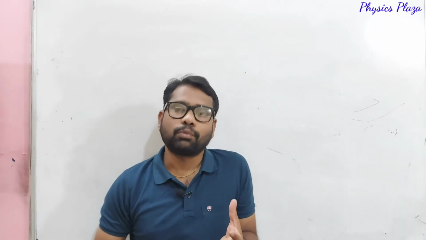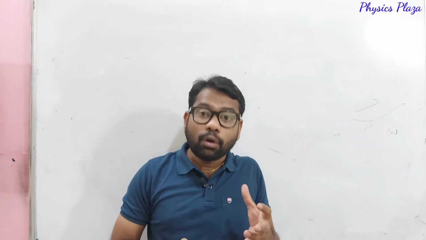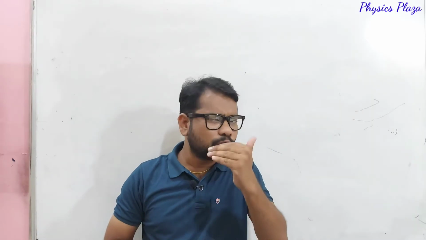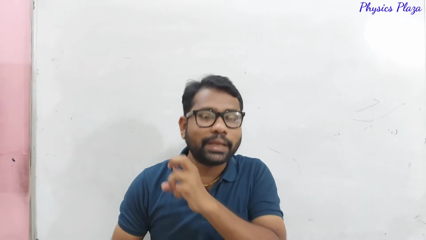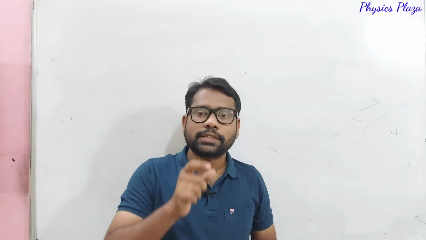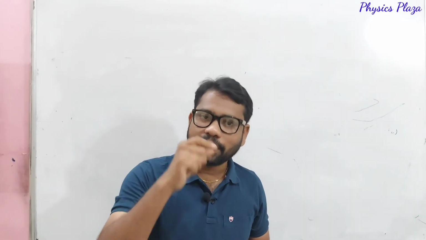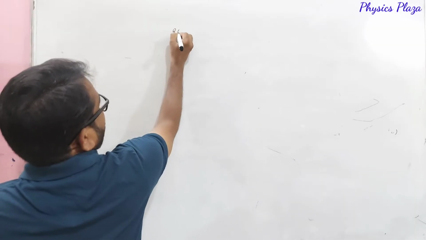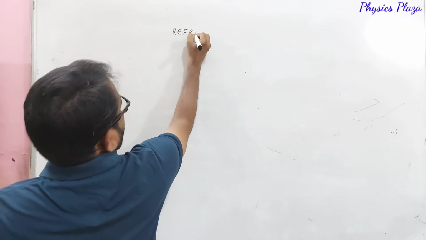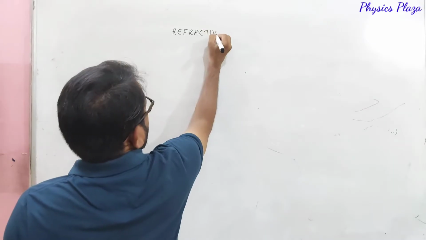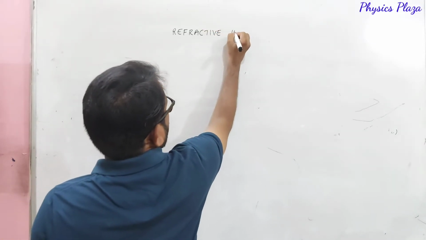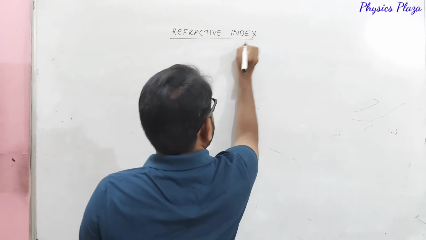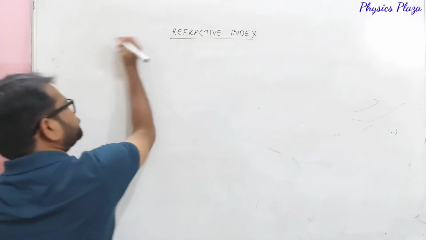Means if the mu value is more, the optical density is more. If the mu value is less, then the optical density is going to be less, that is, it is going to become a rarer medium. And after that, we will even discuss the factors affecting the refractive index. So, first let us learn what refractive index is: refractive index and its importance, its units, on which factors it depends. From an examination point of view, very important. Very much important.